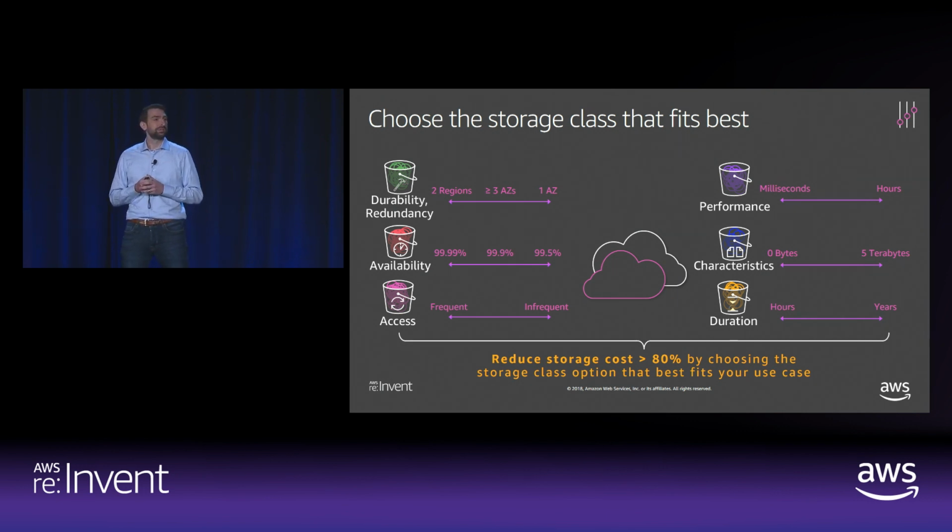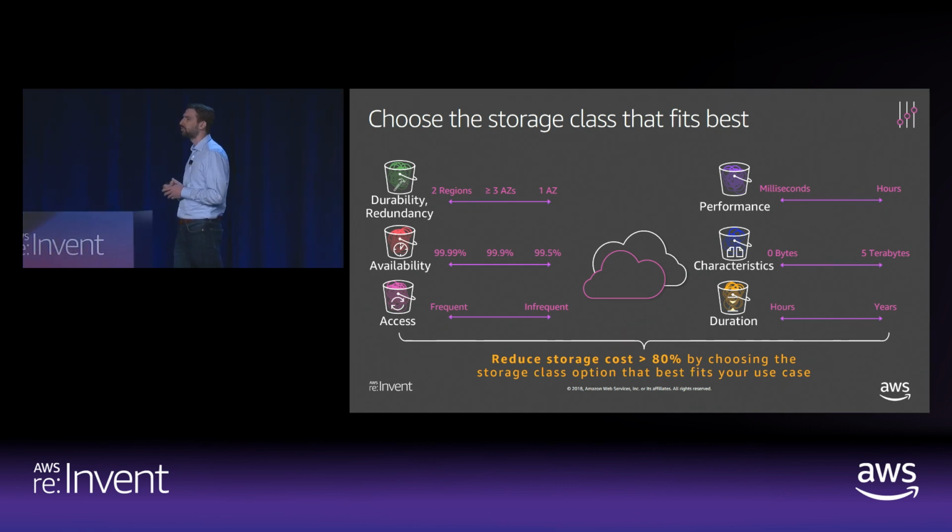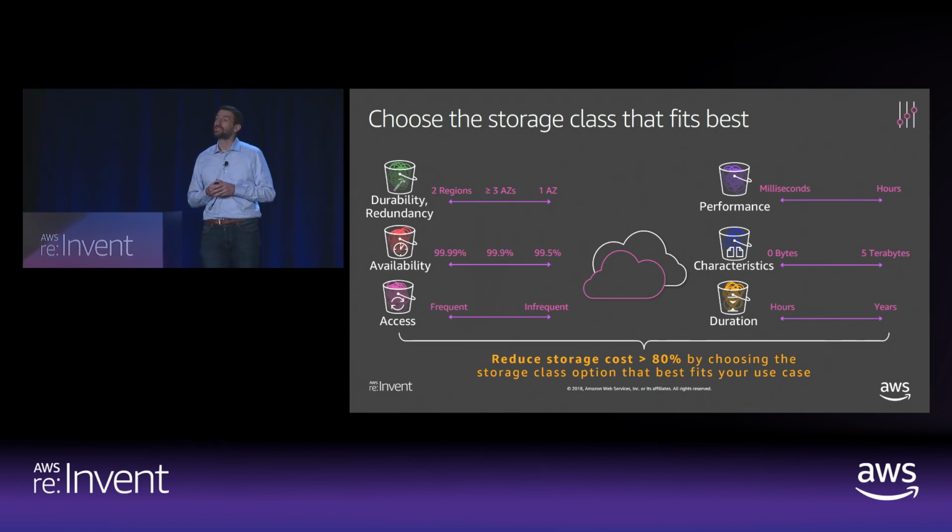We talk about other characteristics, how big your objects are. And the important message here is that depending on your characteristics, depending on the storage class you choose, you can reduce your storage cost by more than 80%. So the difference between the storage price of S3 Standard down to S3 Glacier is more than 80%.